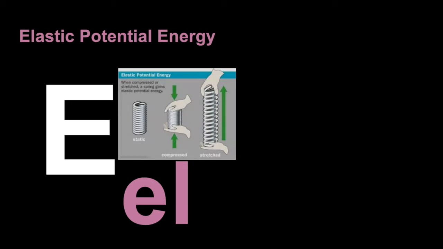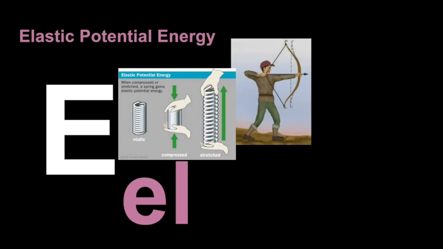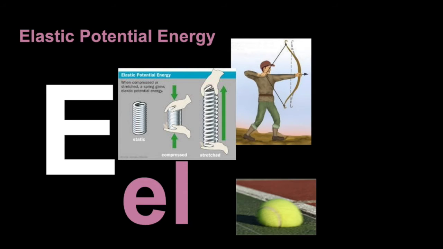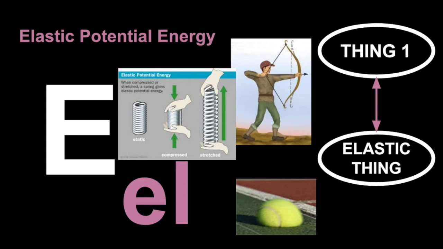Elastic potential energy is the energy associated with springs or stretchy materials, basically anything that can change its shape and go back on its own. This is another energy that can be stored in the object by itself. We can also think of the energy being stored in the interaction between an object and some other stretchy object.